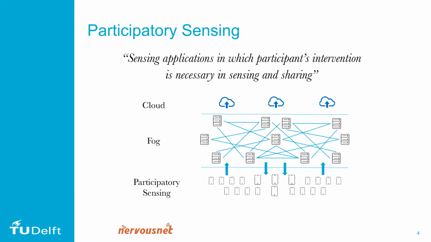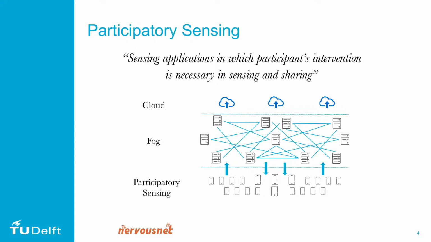So the moment we start talking about citizens, we could go into the paradigm called participatory sensing. In classical definition, it's called sensing application in which participants' intervention is necessary in sensing and sharing. So basically, it usually has three levels. The participants on the lower level of this slide, the fog computing and the fog level, which does not necessarily need to be there, but usually is a part of it, and the cloud.